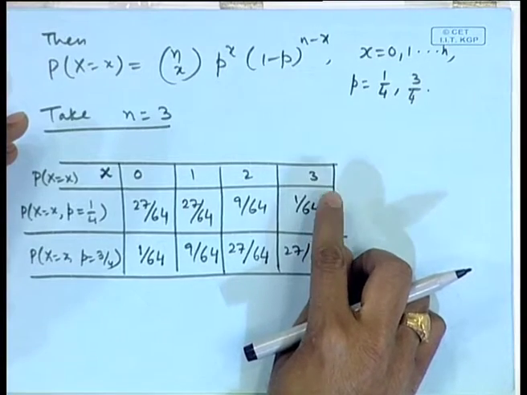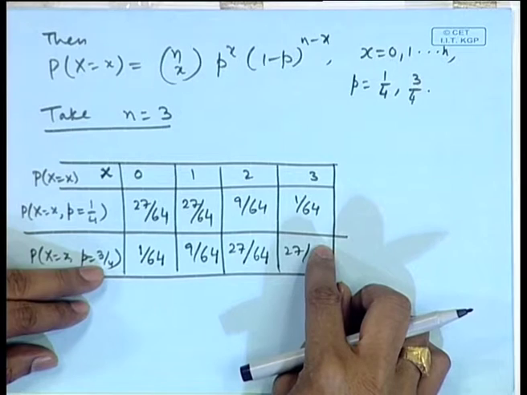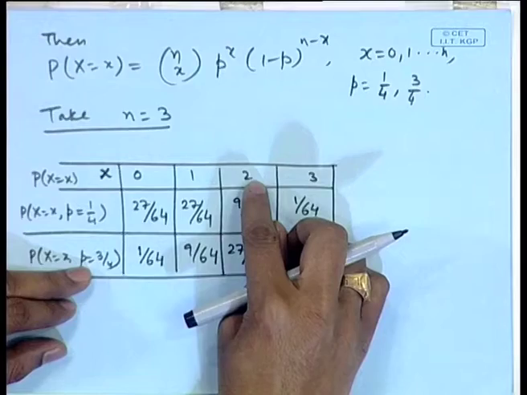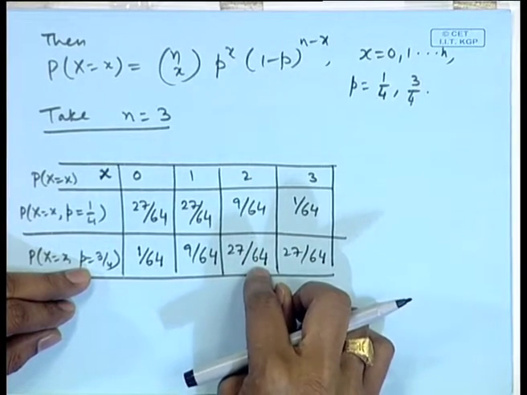Whereas, if you get all the 3 times a black ball, then the probability is higher for p equal to 3 by 4. That means it is more likely that the number of black balls is more than the number of red balls, and the same observation is true when x equal to 2 is observed.